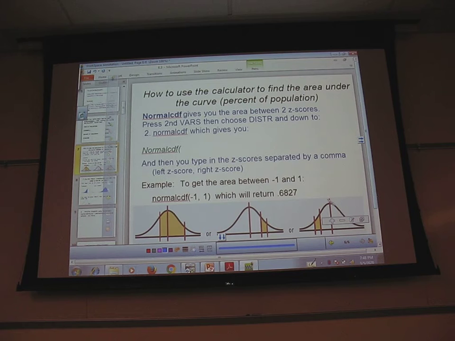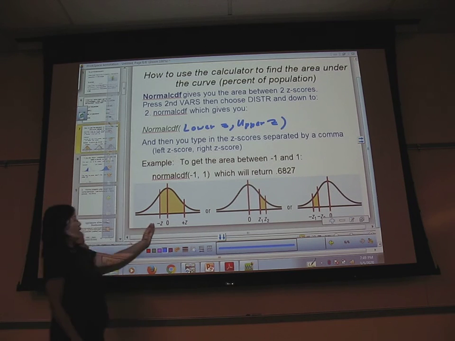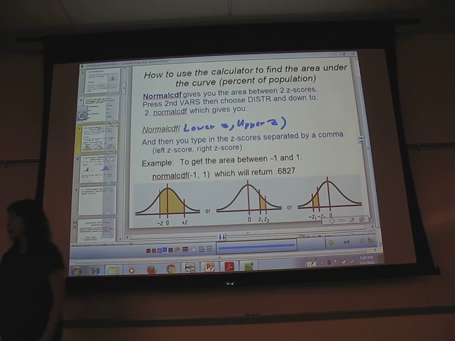Austin, go ahead and read. How to use the calculator to find the area under the curve, percent of population. Normal CDF gives you the area between 2 z-scores. Press second bars, then choose distribution and down to normalcdf. Then you put in your lower z-score, comma, your upper z-score, and that will give you the area between them. So in this example, this is my lower z-score, this is my upper z-score. It's going to give the area between them.